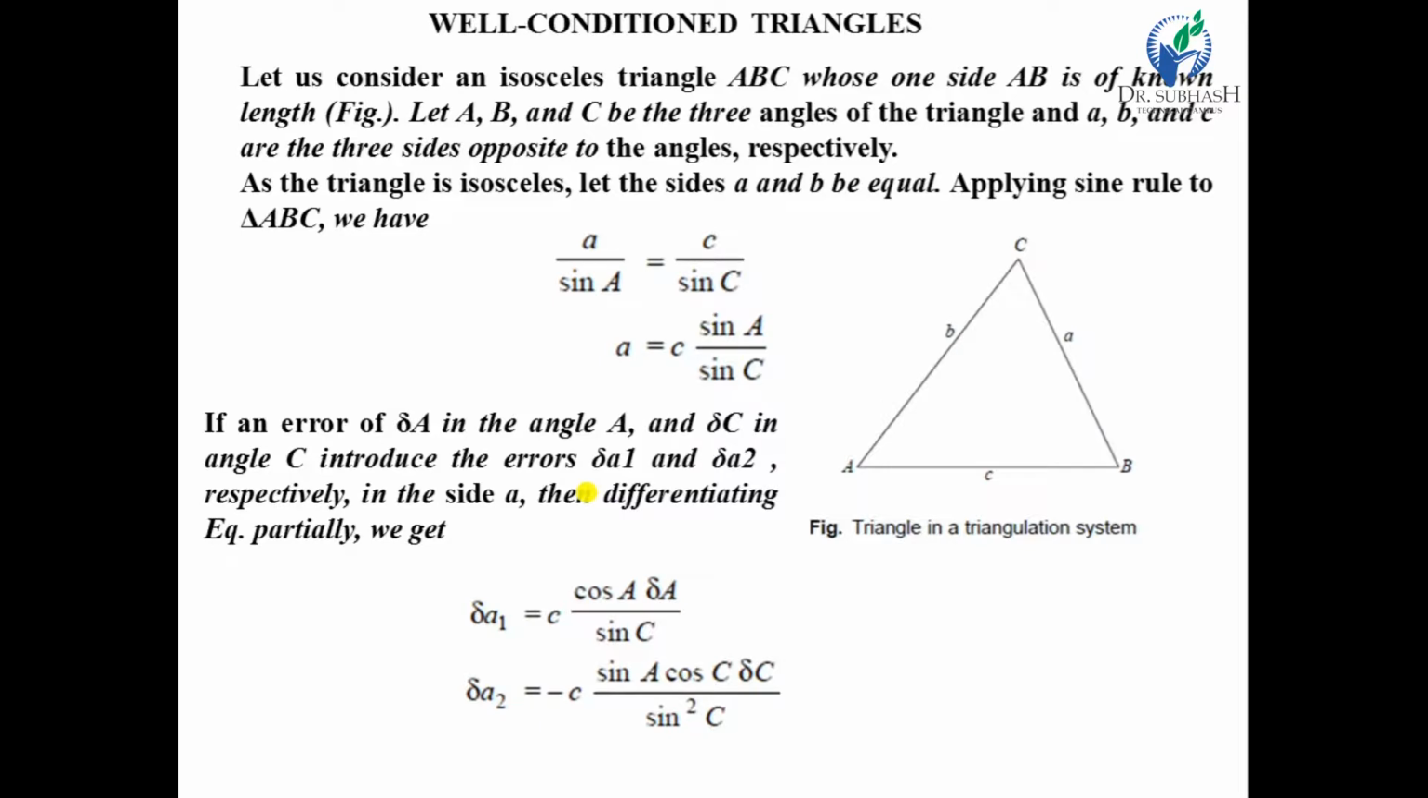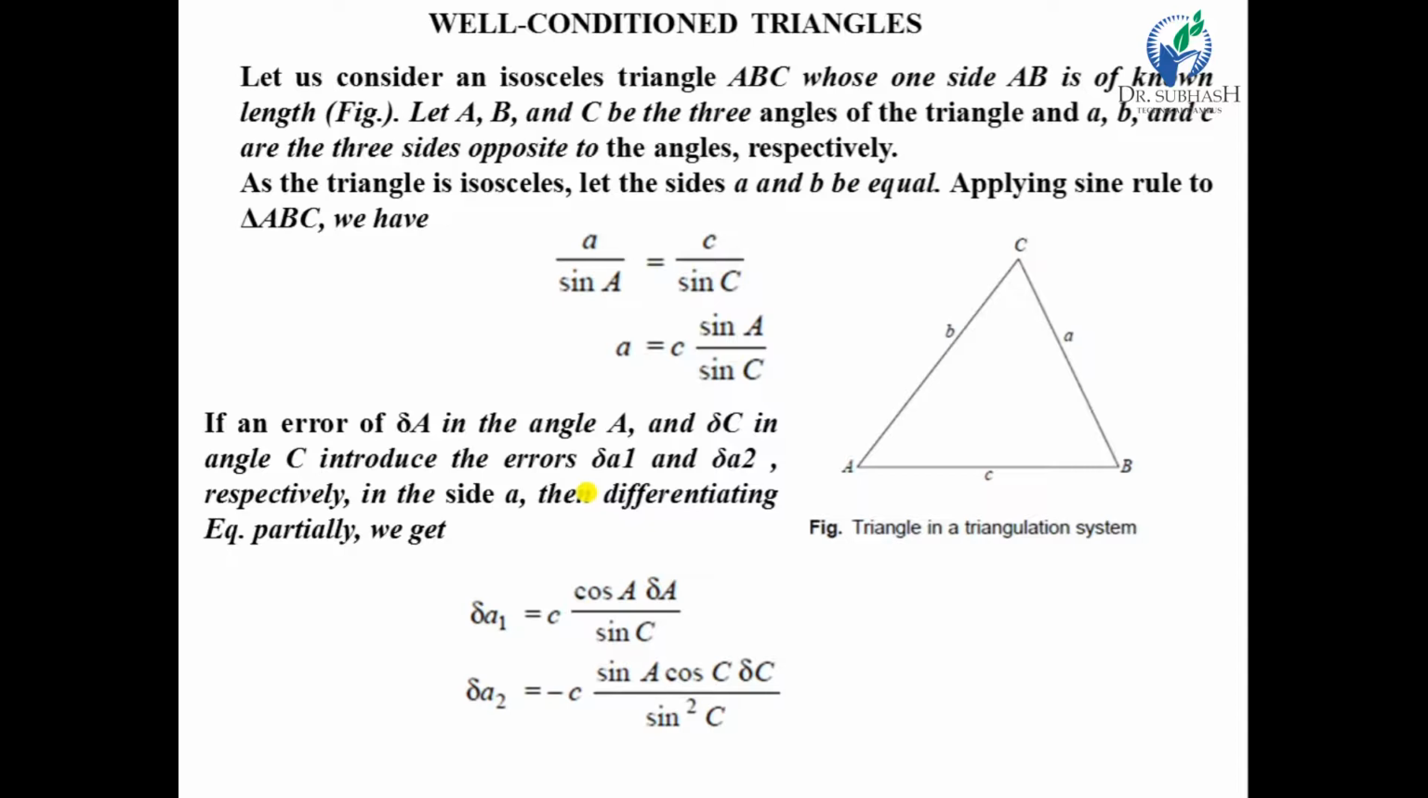Now, let us consider the understanding of the well-conditioned triangle. First we have to consider the isosceles triangle ABC, whose one side AB is of known length, and let A, B and C be the three angles of the triangle, and a, b, c the three sides opposite to the angles respectively. The triangle is isosceles. Let A and B be equal. Apply the sine rule to triangle ABC: a upon sin A equals c upon sin C. So a is equal to c sin A upon sin C.